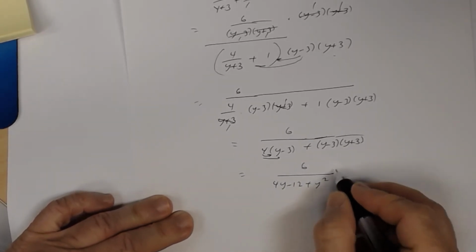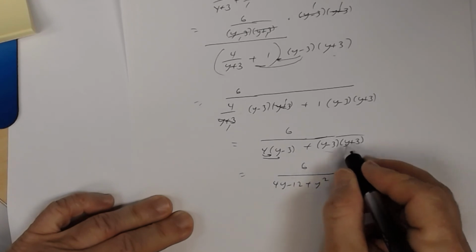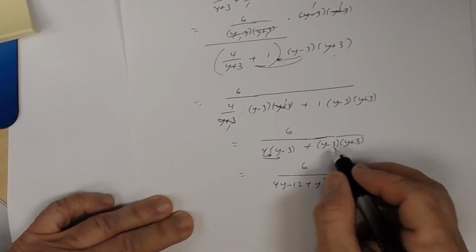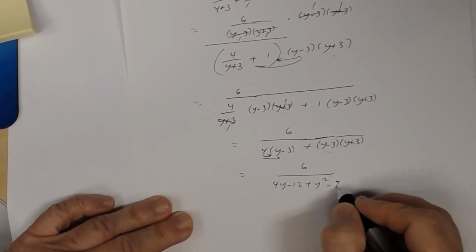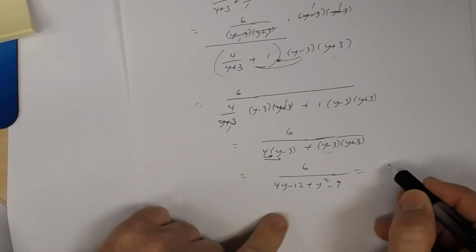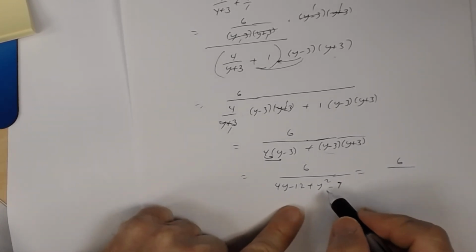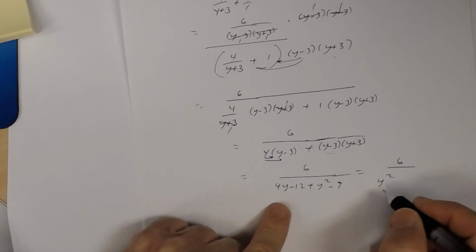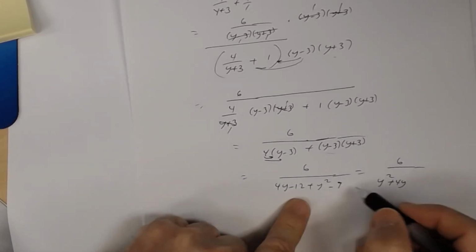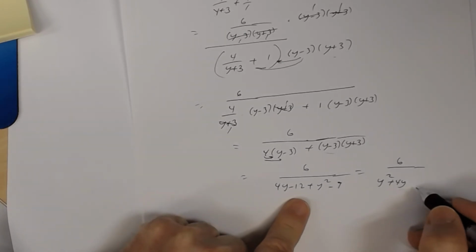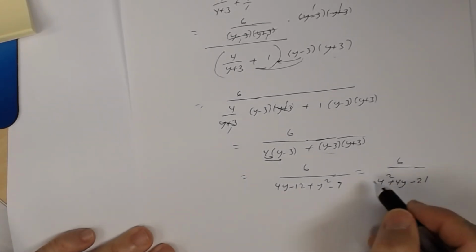y is y squared. The outer is 3y, the inner is a negative 3y, that's 0. And negative 3 times a positive 3 is a negative 9. Combining like terms, I get 6 divided by, let's put this in descending order. So I'm going to get y squared plus 4y, and then a negative 12 and a negative 9 is a negative 21. Okay? Now let's go ahead and factor the denominator.